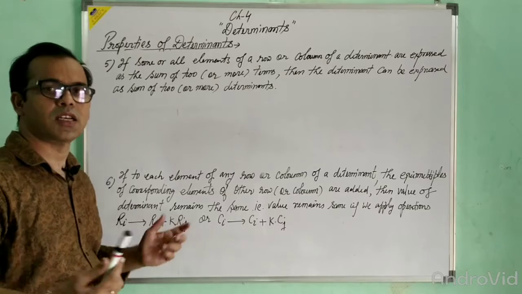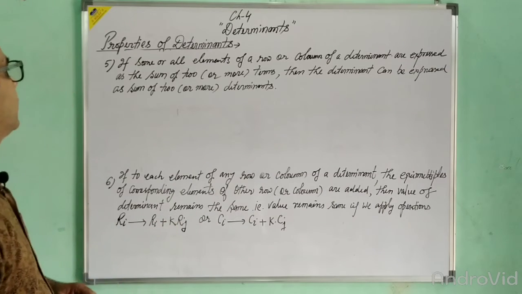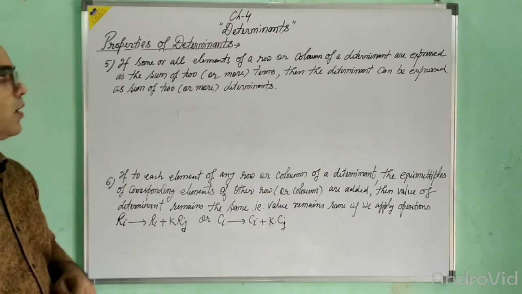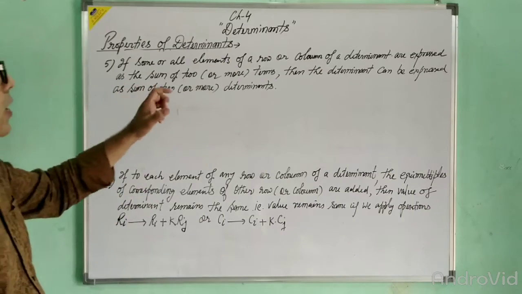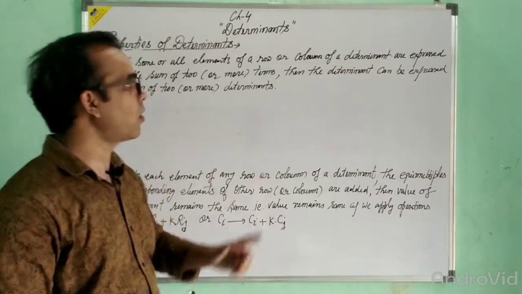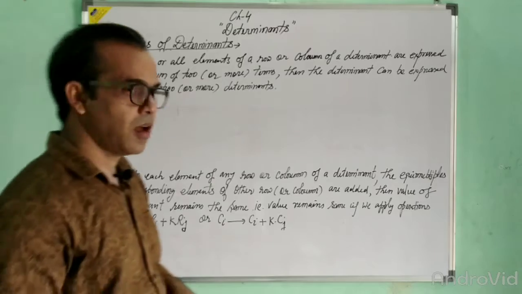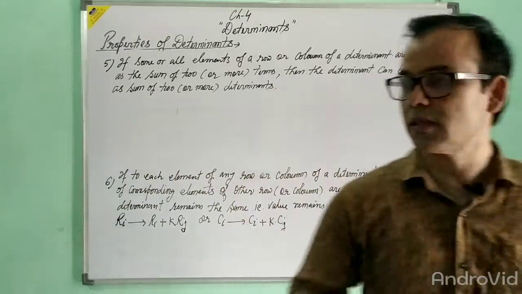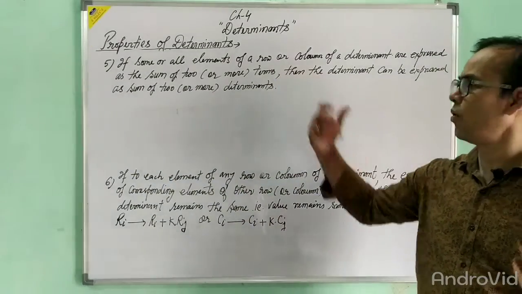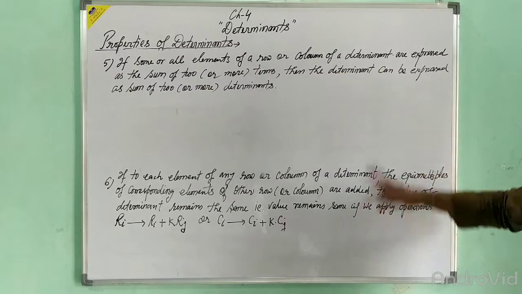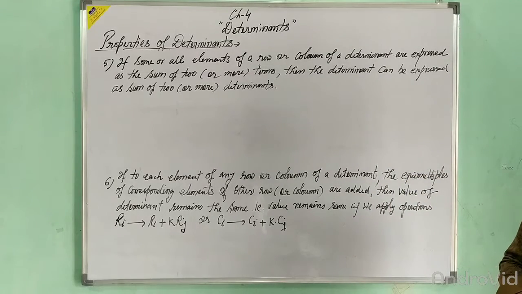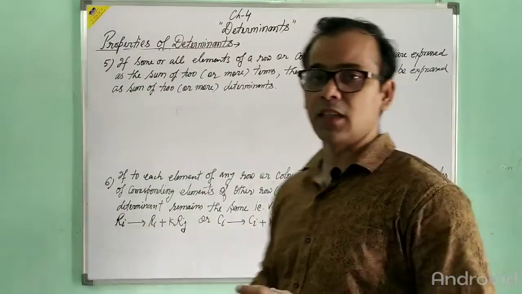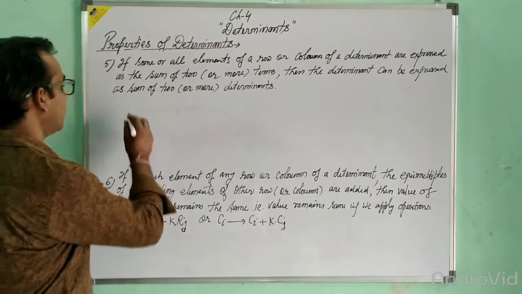Okay, now let's discuss the 5th property of the determinant, that is written here. If some or all elements of a row or column of a determinant are expressed as the sum of 2 or more terms, then the determinant can be expressed as the sum of 2 or more determinants. What does it practically mean?